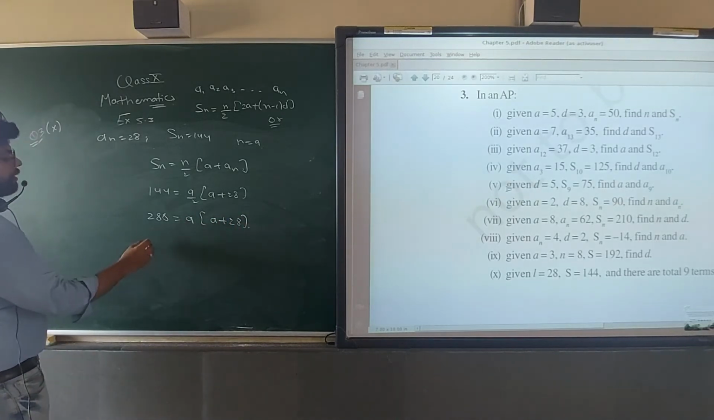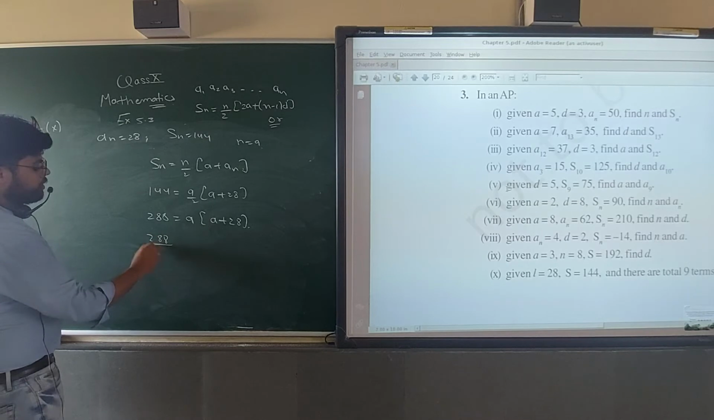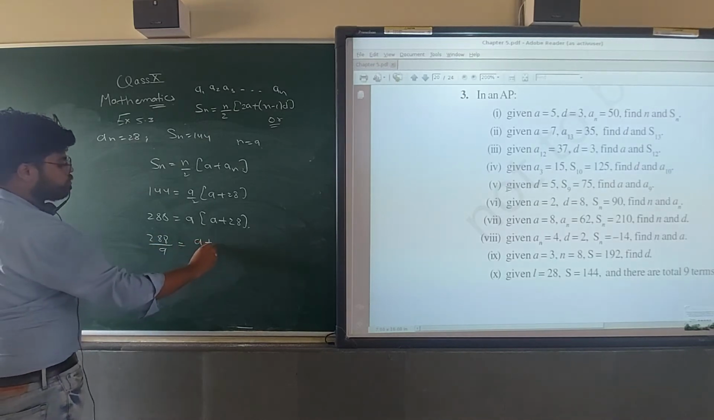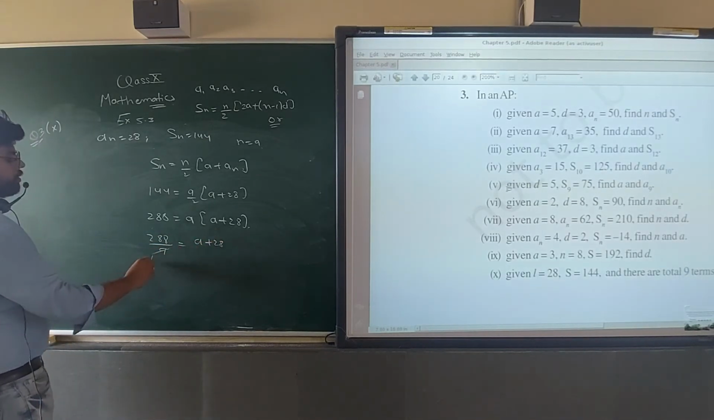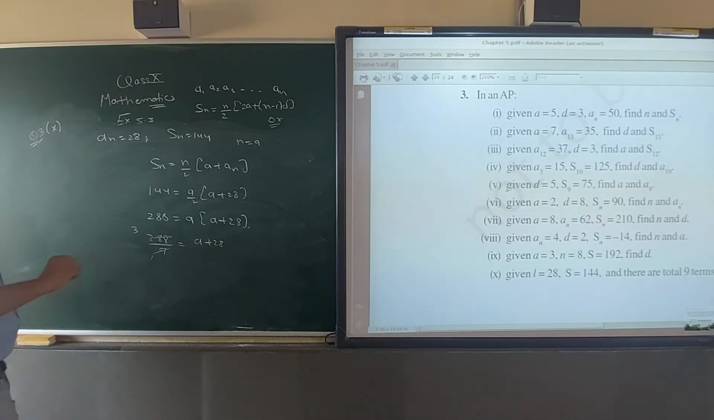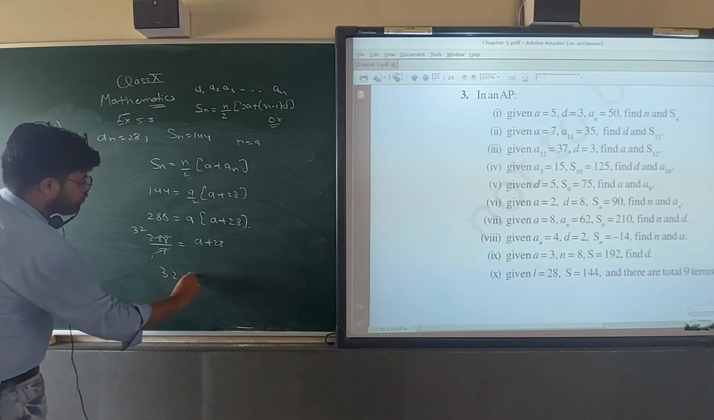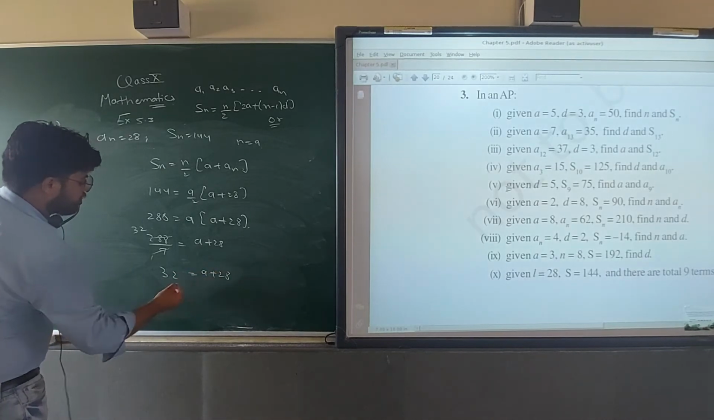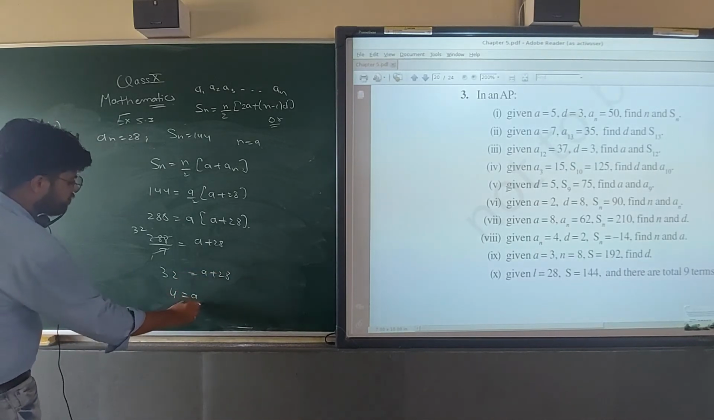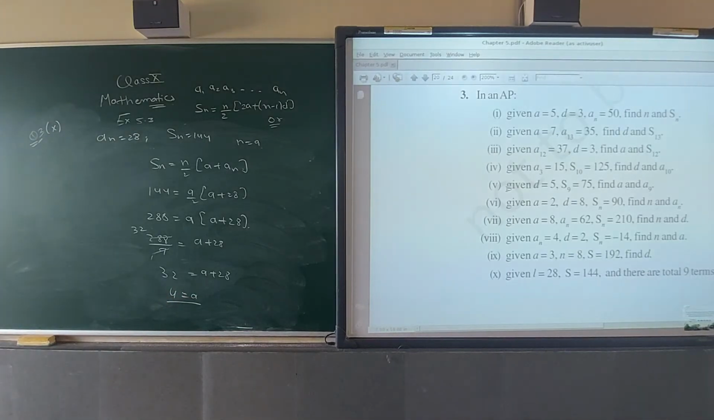Now 9 will be divided, in the table of 9, 288: 9 3s are 27 and 9 2s are 18. Then 32 is equal to a plus 28, 32 minus 28, the value of a is 4. This is the answer. Easy question.